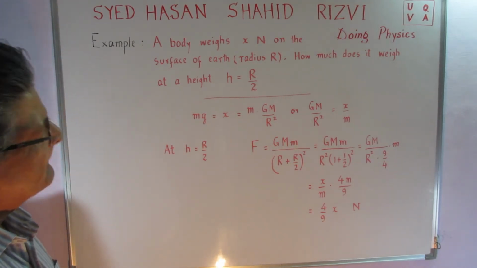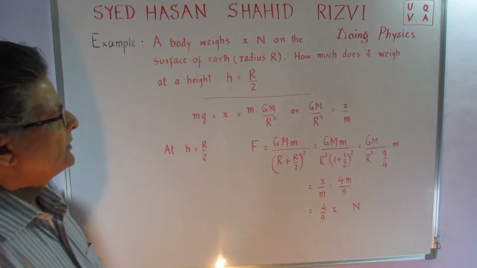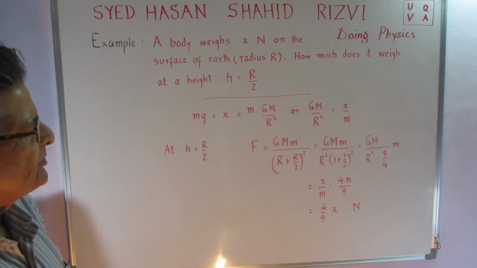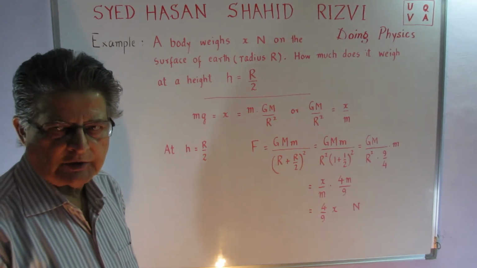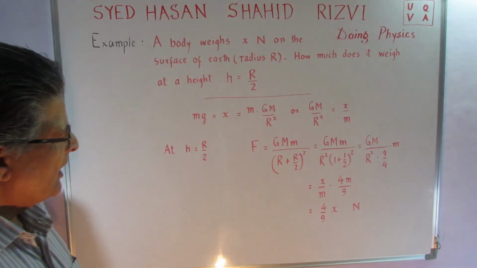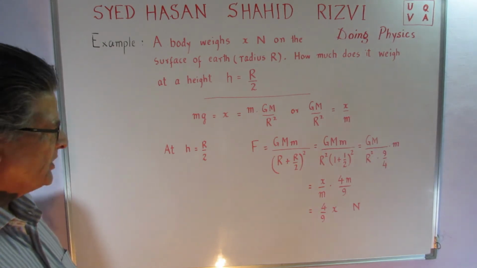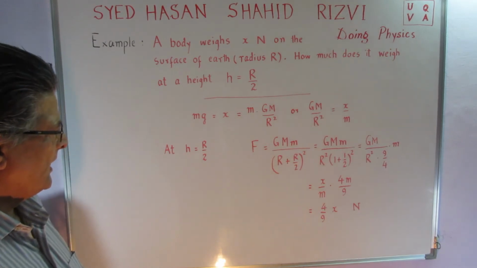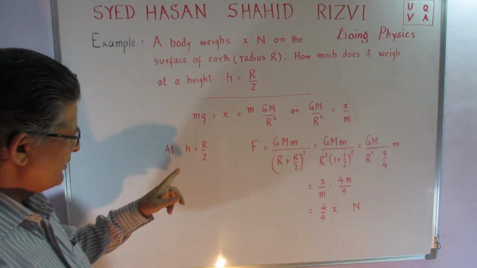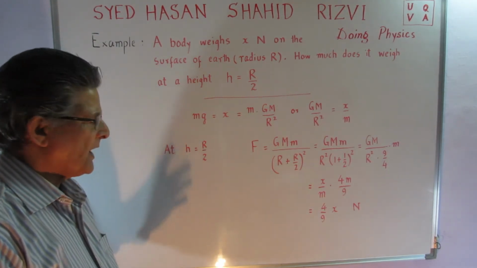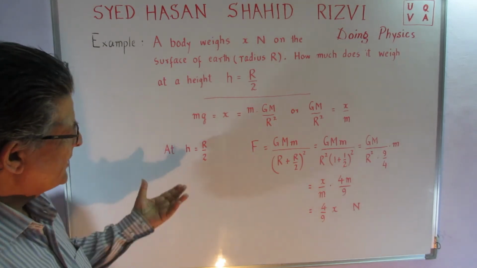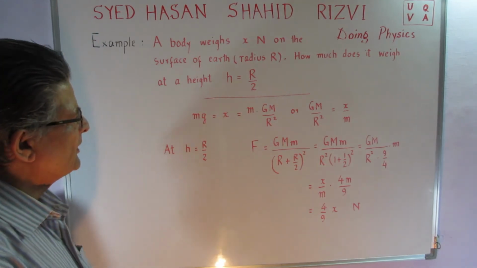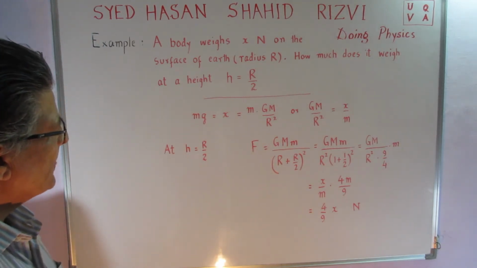So naturally, this is an exercise in the variation of the value of small g, or the value of the field, with height. I am just taking this example because the other example that I will take will have a value of h which is not comparable to the value of r, which is very, very small as compared to r. And then there is a formula, and that formula I will talk about in the next outing.